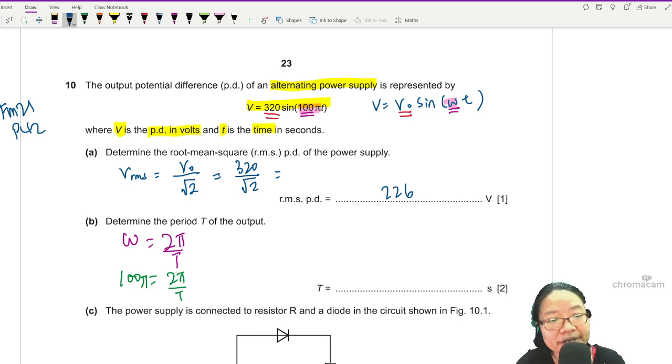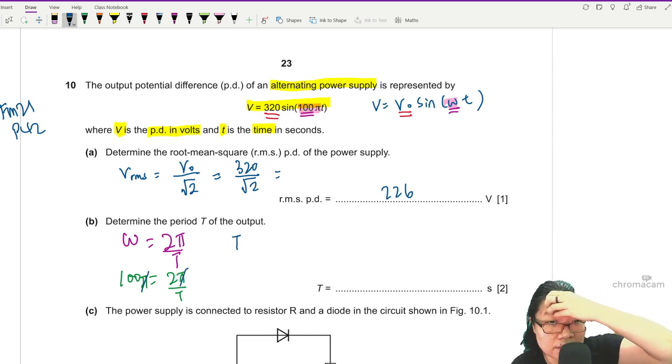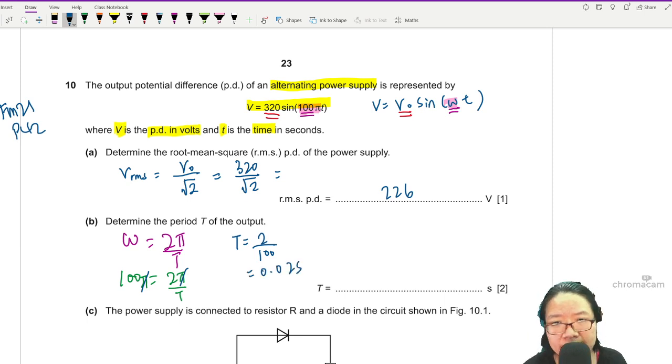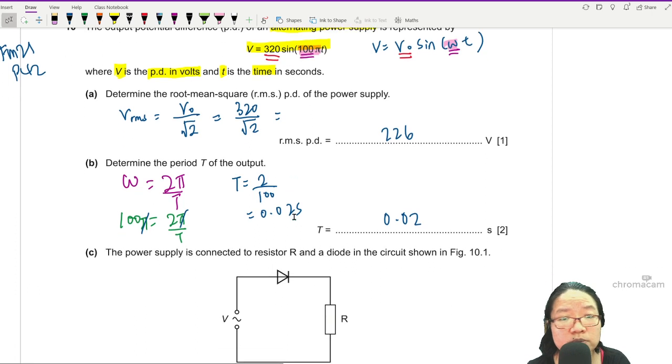Very nice. We can cancel off the pi. And you will get 100 over 2. No, wait. 2 over 100. What am I talking about? 2 over 100, which is 0.02 second. That's 50 hertz. Regular, good old 50 hertz AC in all the standard British sockets of 3-pin plugs.